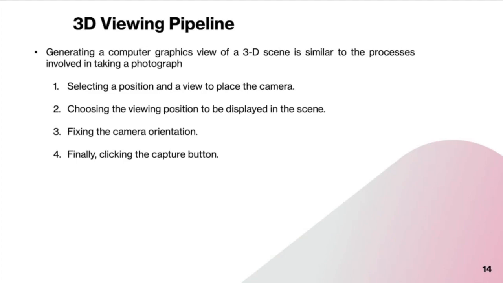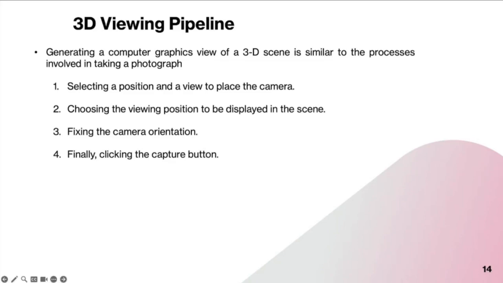And let's talk about the 3D viewing pipeline. Generating a computer graphics view of a 3D scene is similar to the process of taking a photograph, just like we discussed in the first introduction. Whenever you take your phone and try to take a photograph of something which is a 3D object, or everything is 3D in our view, we need to select a position to place the camera first. We need to choose the position and how the scene is being displayed. Then we need to fix the camera orientation. And finally, when everything seems to be perfect, you click the capture button.